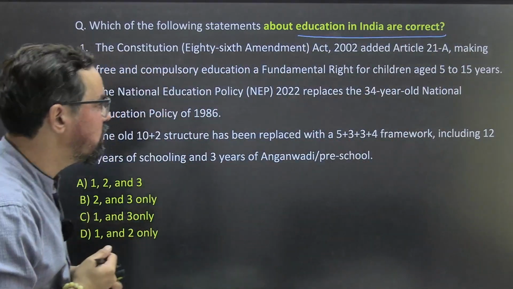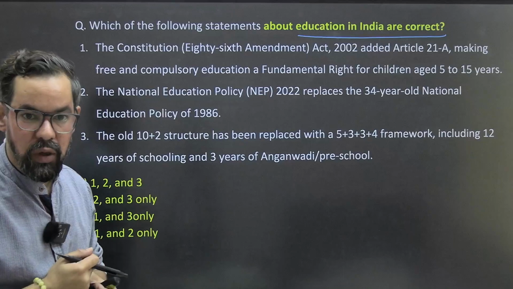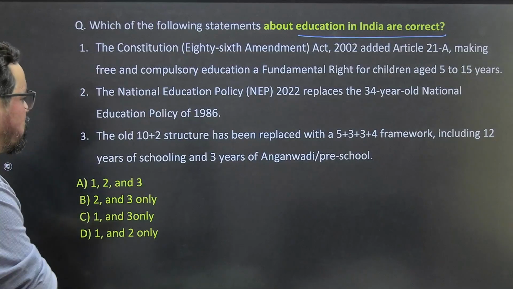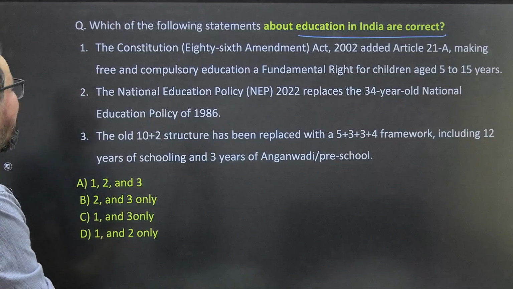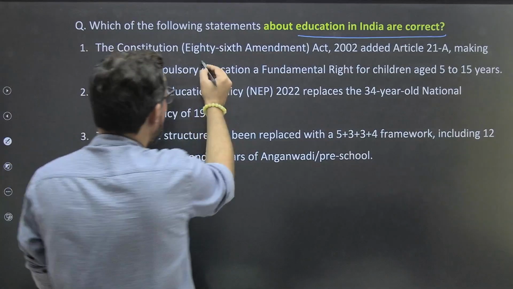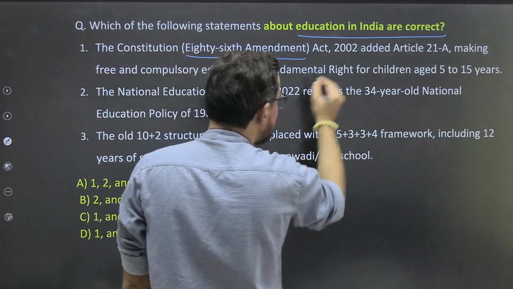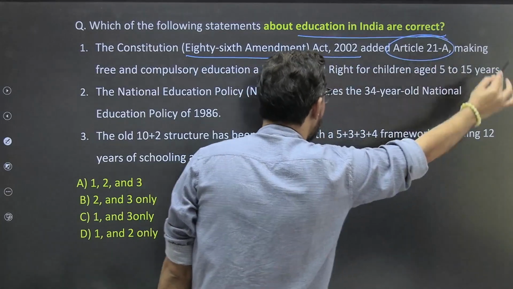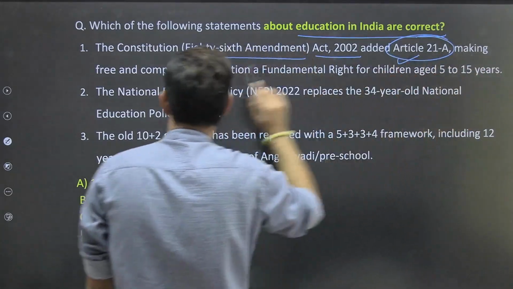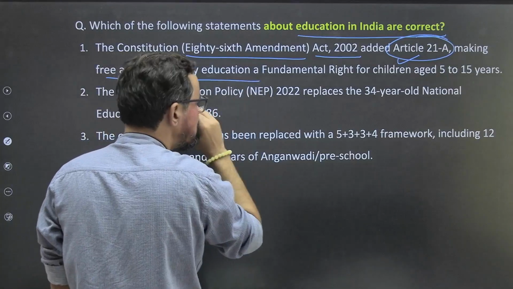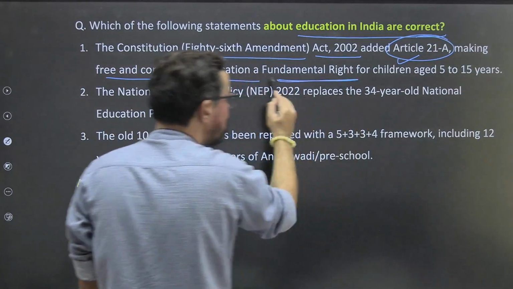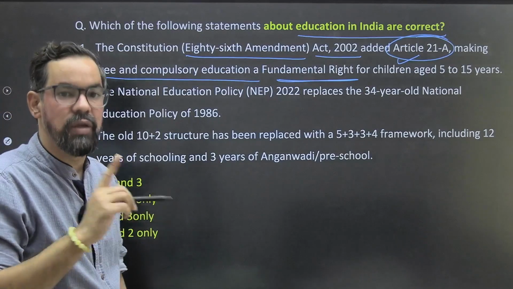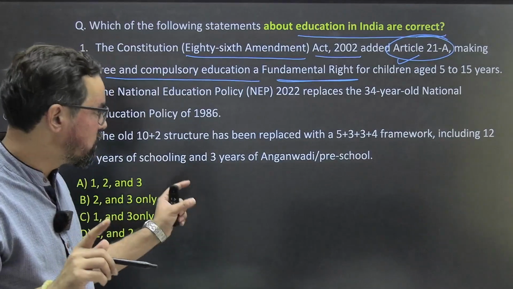Okay. So education, where we have the new education policy since 2022 onwards, sorry. So the Constitution 86th Amendment Act 2002 added Article 21A, right to education, making free and compulsory education a fundamental right. So we added Article 21A as a fundamental right for free education or right to education for children.